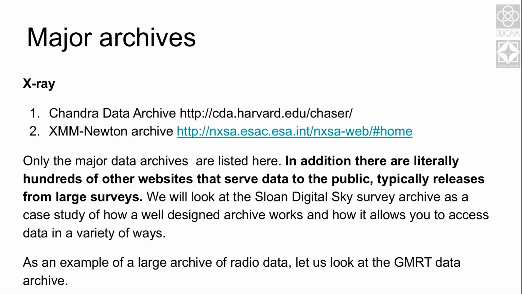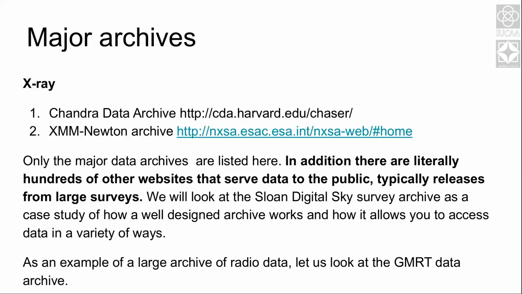In the X-ray, you have, again, 2 large archives, one from the Chandra Space Telescope and another from the XMM Newton Space Telescope. And you must remember that I've only listed the really, really large data archives here. In addition to these, there are many other archives and also hundreds of websites that serve data to the public, typically releases from large surveys. We'll look at the Sloan Digital Sky Survey in a minute to see how a well-designed archive works and how it allows you to access data in a variety of ways.